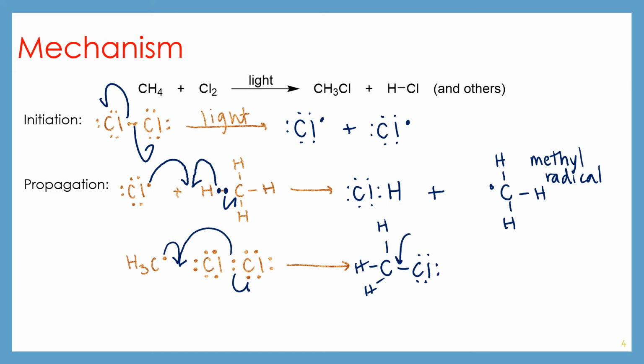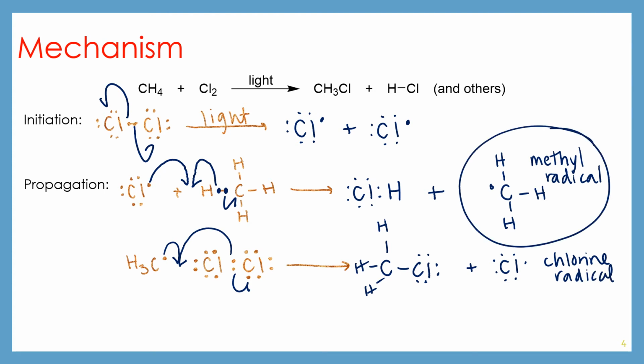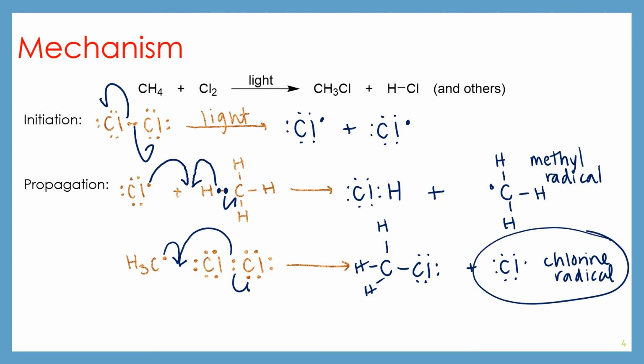The two electrons from the radical on the methyl group and from between the two chlorine atoms end up in the covalent bond. And we also have a chlorine radical. The important thing about propagation steps is that a propagation step always creates a new radical. In the first propagation step that was listed, we created the methyl radical. In this new propagation step that we looked at, we created a chlorine radical.